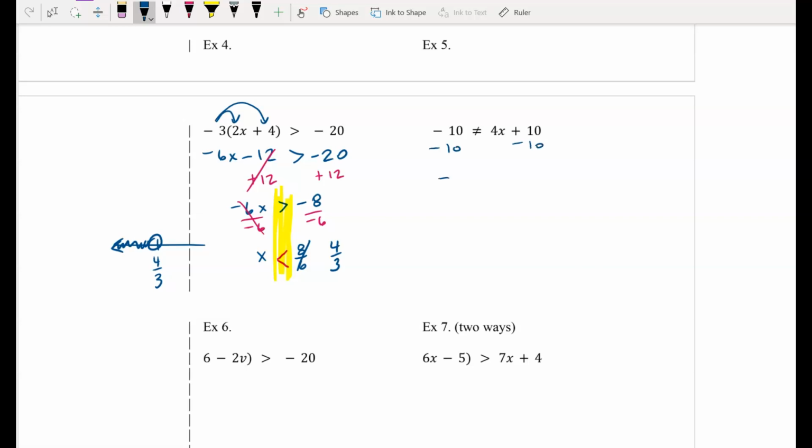Example 5 is a does not equal problem, so we're going to start just like we would if that was an equal sign. Subtract 10 from both sides, and negative 20 does not equal 4x. When you divide both sides by 4, you get negative 5 does not equal x.